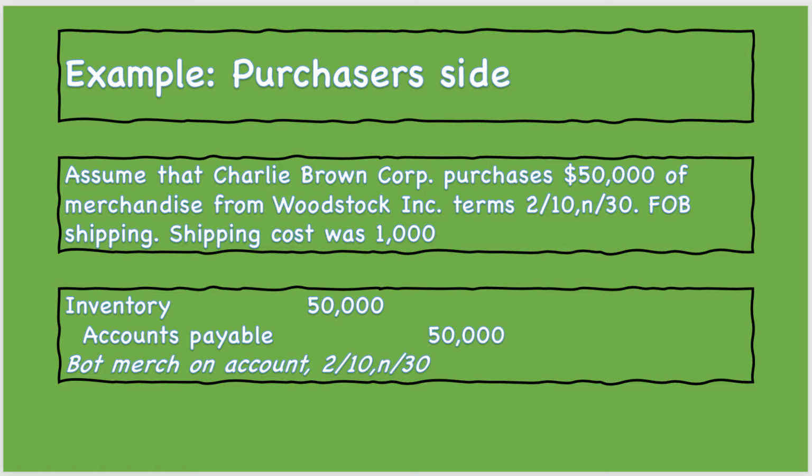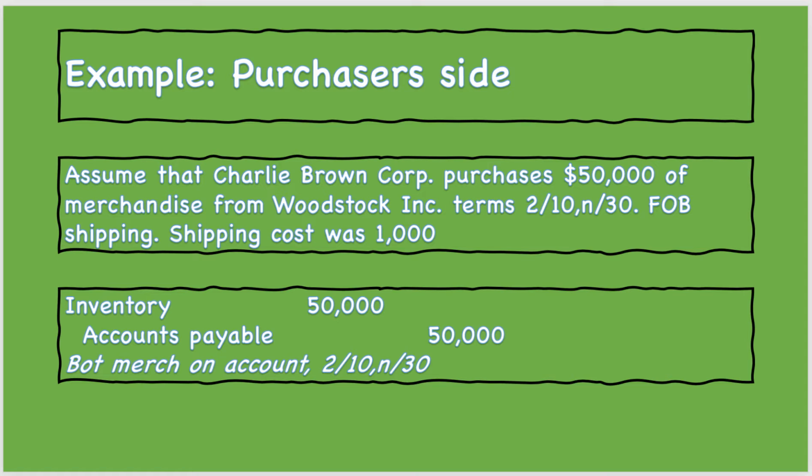Okay? The terms of this order are FOB shipping point, and the shipping cost was $1,000. So we are Charlie Brown Corporation in this. What do we need to do? Well, whenever we order the merchandise, we need to adjust our accounting records, right?